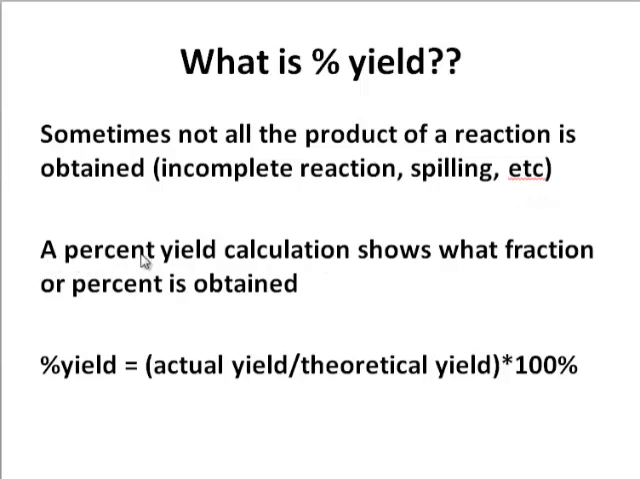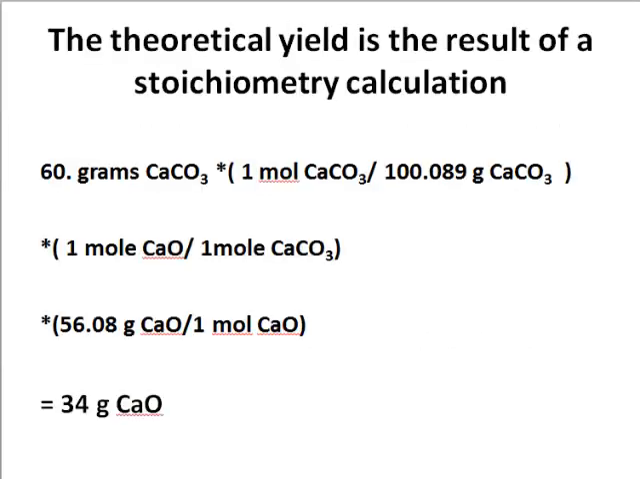A percent yield shows what fraction of the expected product or percent is obtained. Percent yield is defined as the actual yield over the theoretical yield multiplied by 100%. The theoretical yield is the result of a stoichiometry calculation. In other words, this calculation provides the theory or the predicted result.